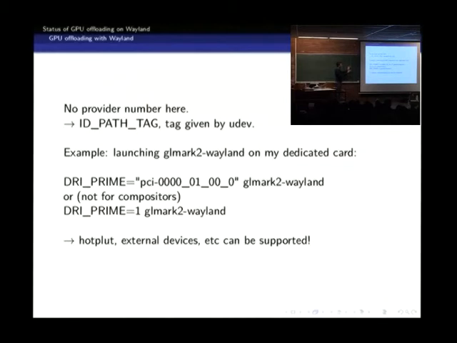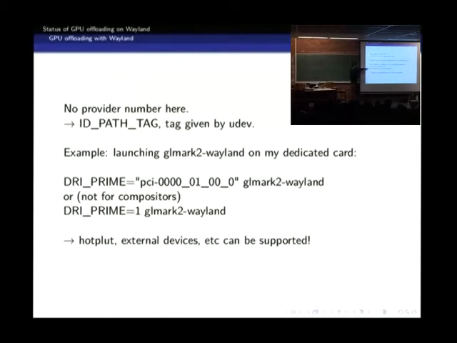And when I want to use this card to render, for example, GLMark2, I will use this command. But since it's a bit tricky to remember all that, we decided that one will have a special meaning to say that I want another card than the compositor. So when you have only 2 cards, it takes the other one.